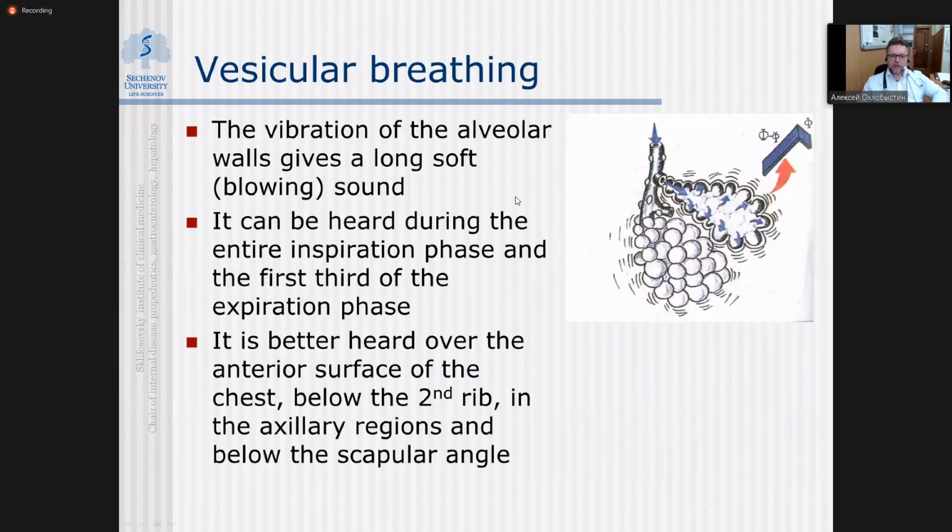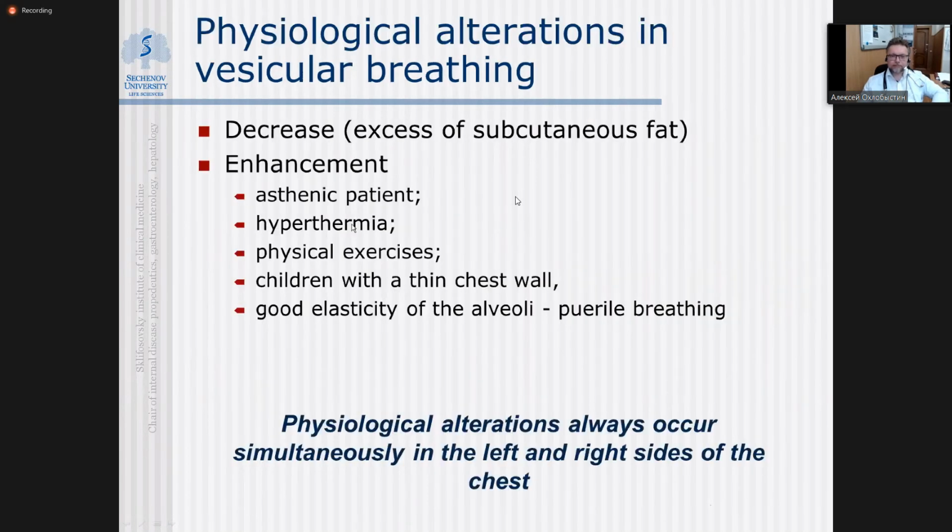Anyhow, let's start from the start. Vesicular breathing is soft, low in sound. The entire inspiratory phase is audible. The first third of the expiratory phase is audible, and it should be heard over the whole lung fields.